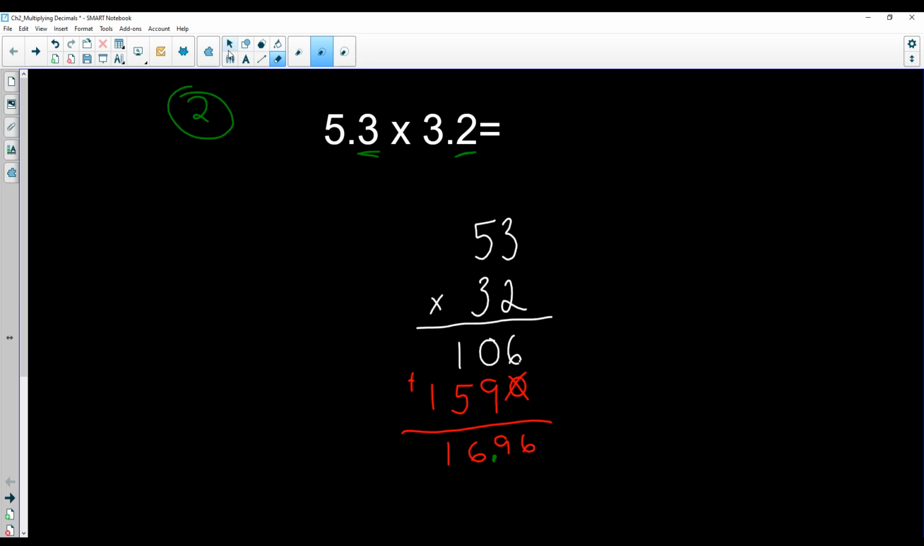We might even do a quick estimation, just to make sure our answer is reasonable. 5.3 is almost 5 multiplied by 3. 5 times 3 is 15, so therefore our answer is reasonable.